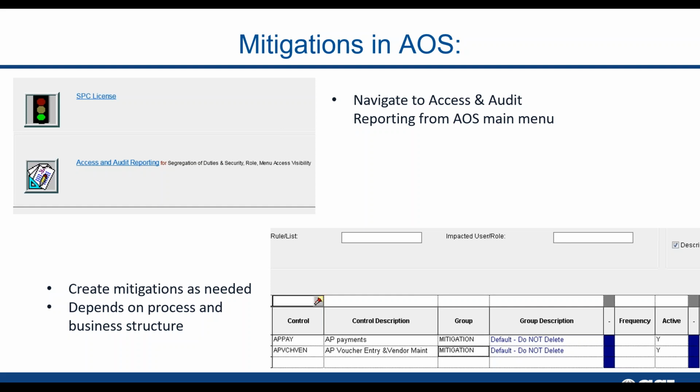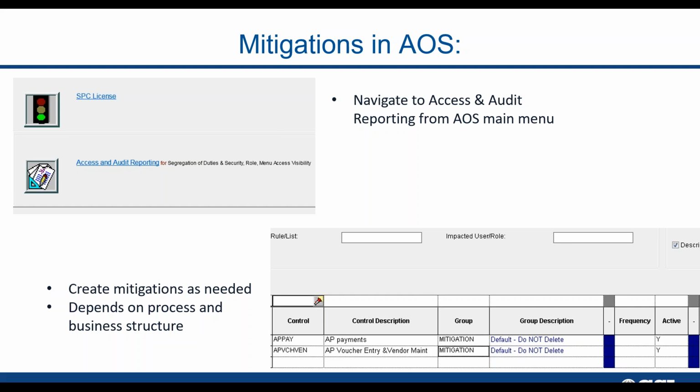All right, so here's a quick look at how to set up a mitigation in AOS. From the main AOS screen, which is PAOS 0001, if you have it, you'd access the access and audit reporting section. Under that, you'd see maintain mitigations and also assign mitigation. So to create one, you'll go to maintain. As you can see here, I went ahead and created a couple just to show how to set up and what it looks like.